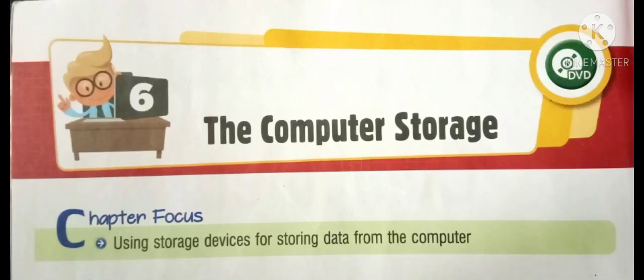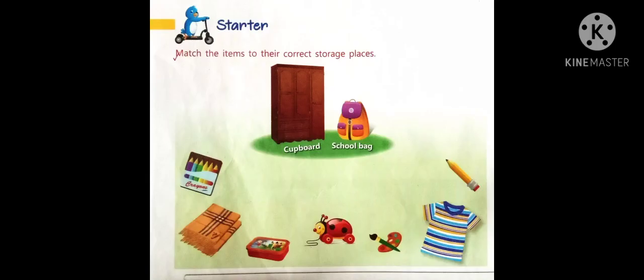Hello everyone. Today we will start the sixth chapter, that is the computer storage. In this chapter we will mainly focus on the devices for storing data from the computer.